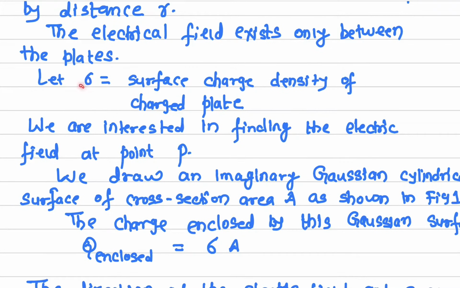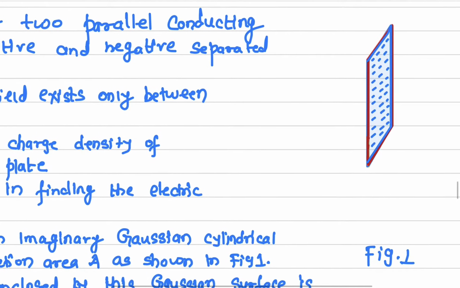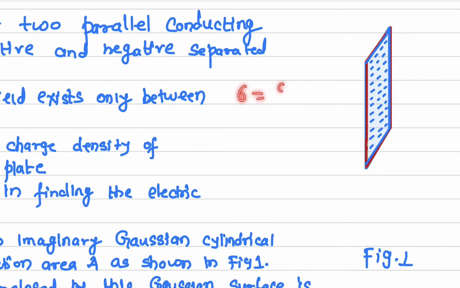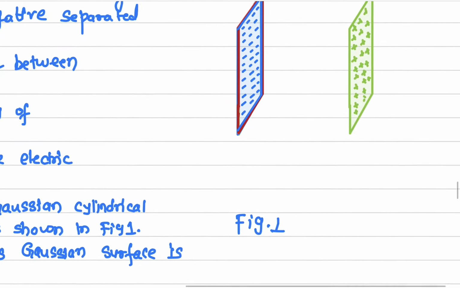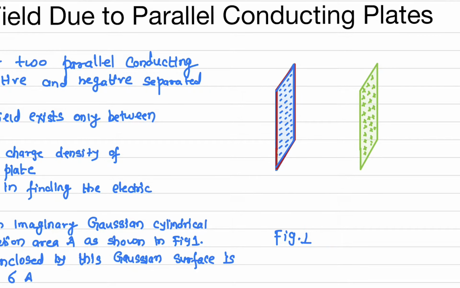We assume sigma is the surface charge density of each plate. What does the surface charge density mean? The surface charge density means charge per unit area. How much charge you have in unit area is called the surface charge density.